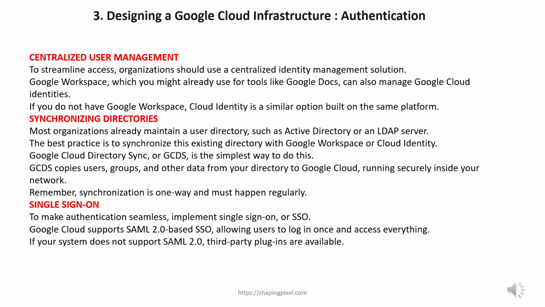To make authentication seamless, implement Single Sign-On, or SSO. Google Cloud supports SAML 2.0-based SSO, allowing users to log in once and access everything. If your system does not support SAML 2.0, third-party plugins are available. For example, if you have Active Directory, use GCDS for synchronization and enable SSO. This ensures secure, efficient, and user-friendly access to your Google Cloud infrastructure.